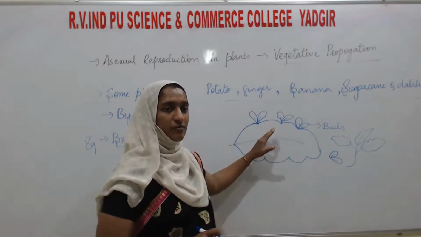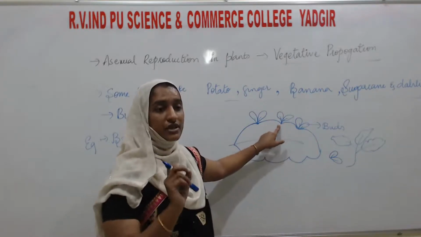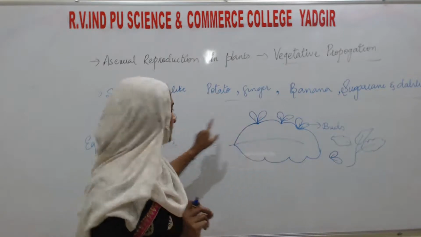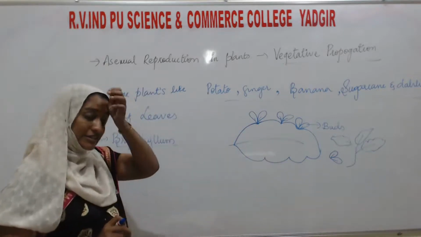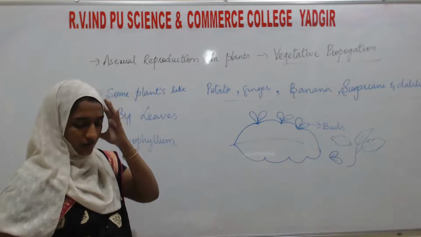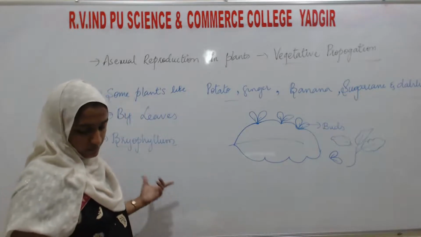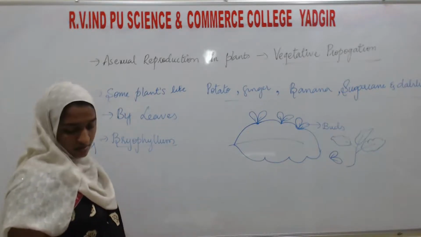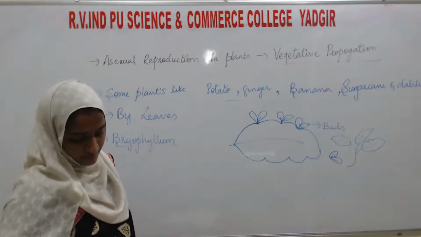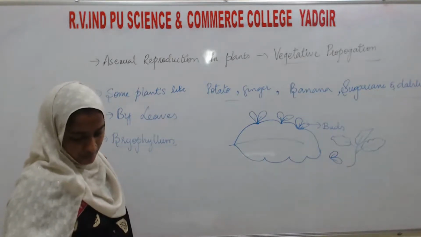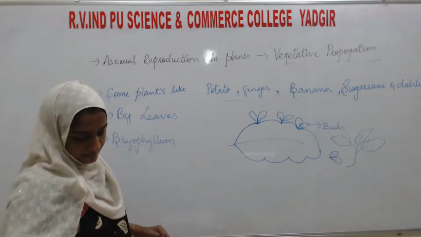Buds are arising from where? From the notches of the leaves. So that is the reason we are calling it vegetative propagation taking place by what? By the leaves. In which plant? One example is Bryophyllum. Okay.